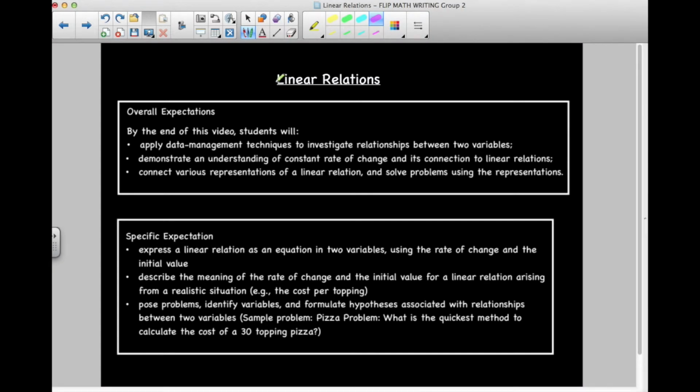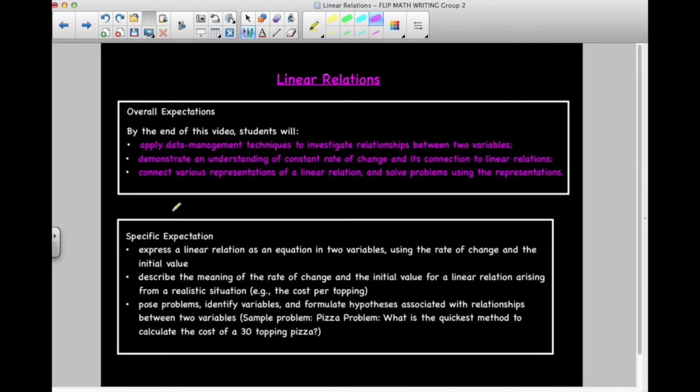This is Mr. Hill with another linear relations tutorial. By the end of this video, students will apply data management techniques to investigate the relationship between two variables, demonstrate an understanding of a constant rate of change, and its connection to linear relations. Students will connect the various representations of a linear relation and solve problems using the representations.